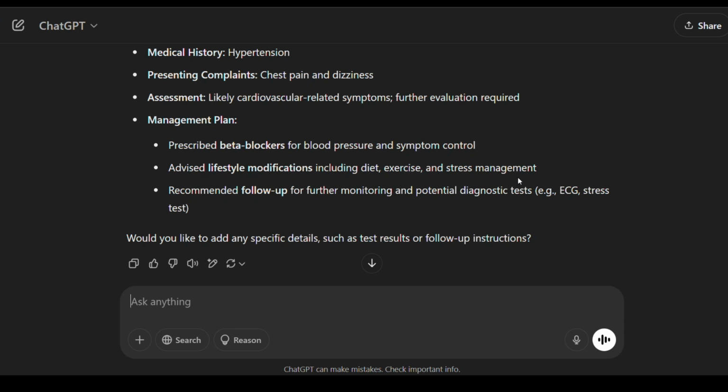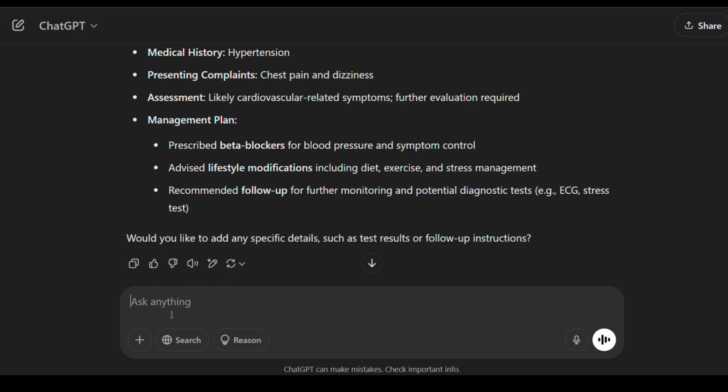Secondly, we are now going to talk about patient communication. Generative AI can help create personalized communication for patients. For instance, it can generate easy-to-understand explanations of medical conditions, treatment plans, or post-operative care instructions. This ensures patients are well informed and engaged in their care.